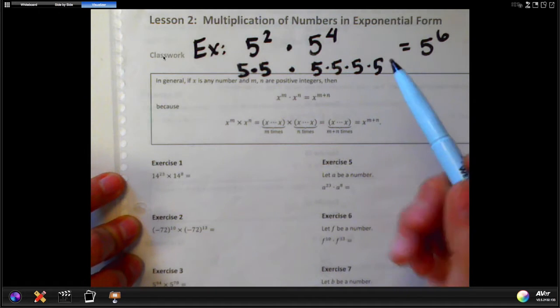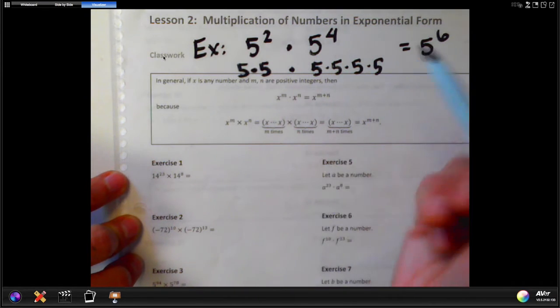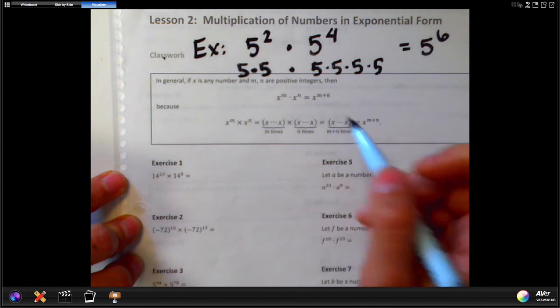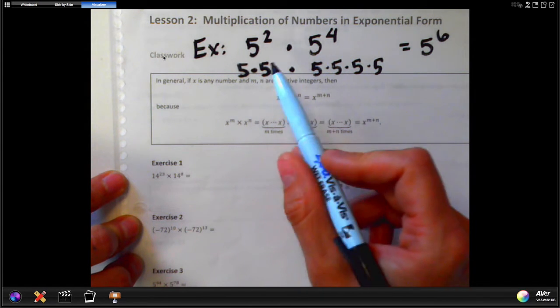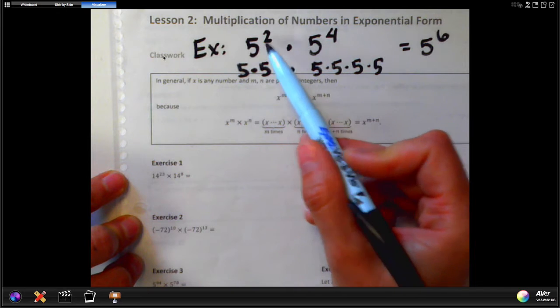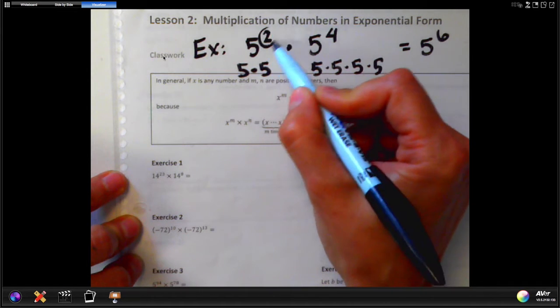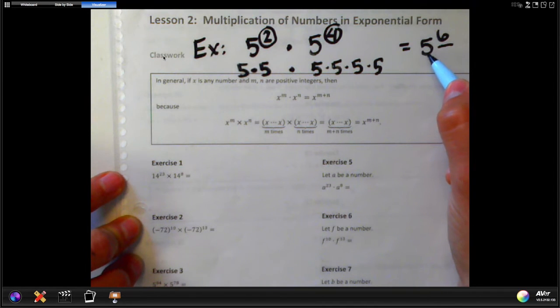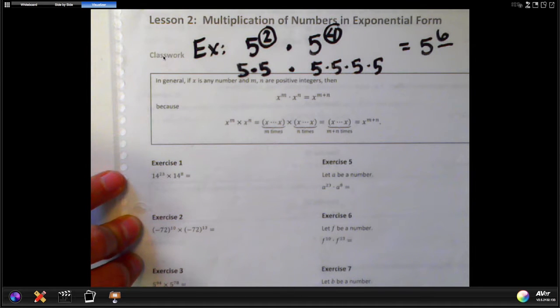And so many of you will be able to see that you don't have to write out all of the 5s. There is a shortcut when multiplying numbers of the same base with an exponent, and that is that if you add the 2 and the 4 here, you will get 6. So you keep that same base and you add your exponents when you are multiplying.